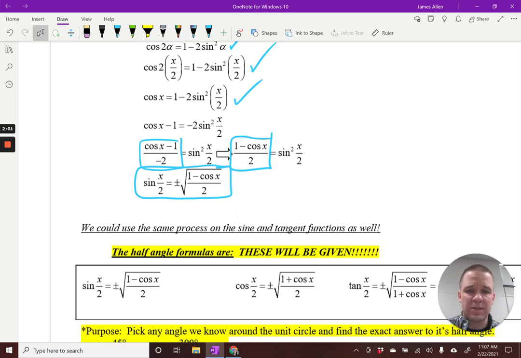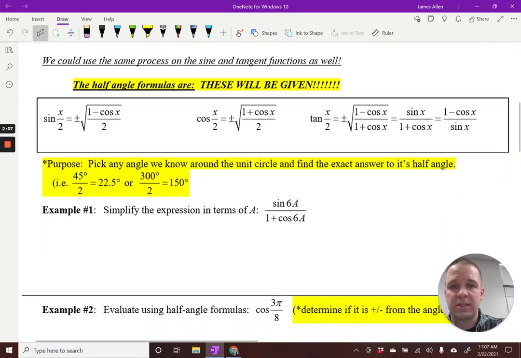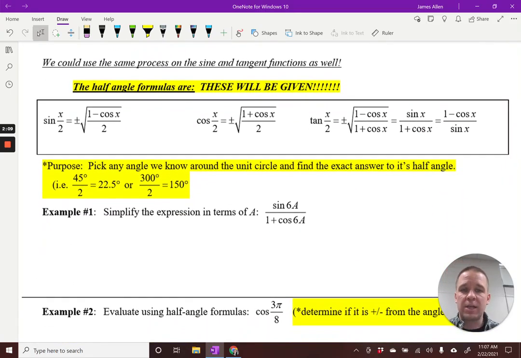We could do the same process for the other ones as well, but we will just go through and give these to you. So if you'd like to take a pause real quick and jot down these formulas, I'm going to screenshot them and bring them into each problem just as we're working with them. These are not ones that we're going to expect you to memorize here. All right. So here's what we got.